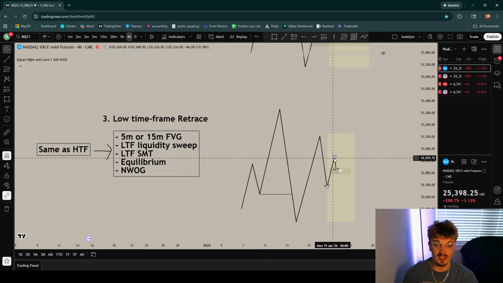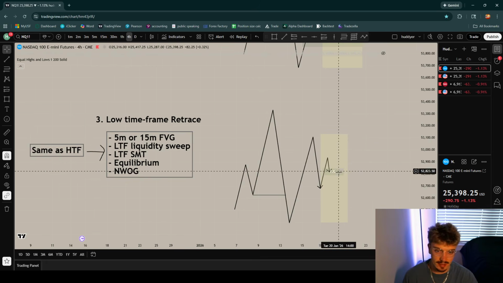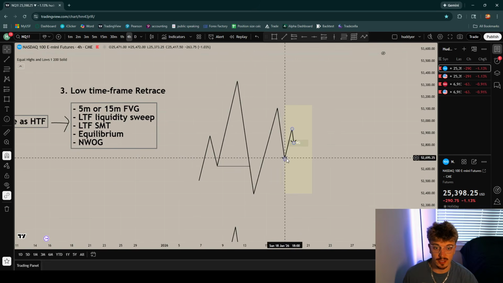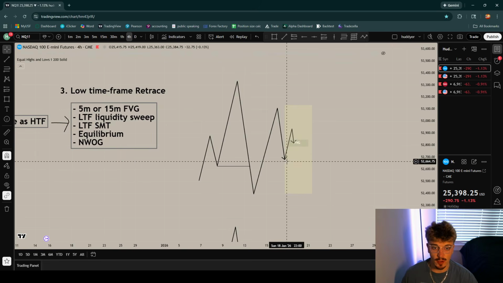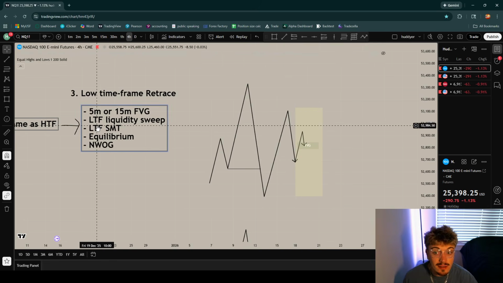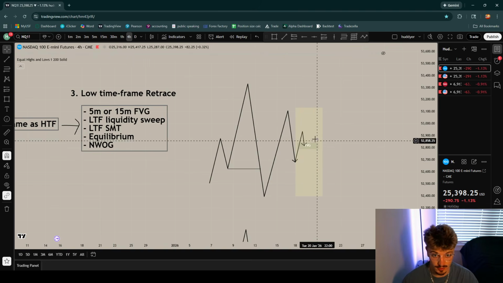So we're waiting for one of these to form. We wait for us to tag back into this, okay? This also could be a low time frame liquidity sweep. We could come down here and sweep some low out here. We could sweep a low out in here, right? We could have an SMT. We could have equilibrium with this, okay?